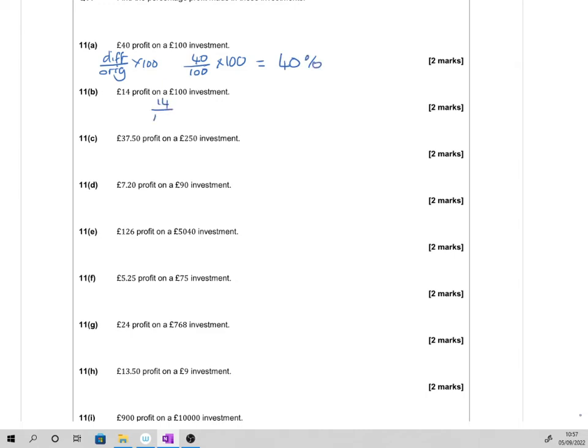Okay, difference 14 over 100 times 100 equals 14%. Then 3750 divided by 250 times 100 equals 15%.